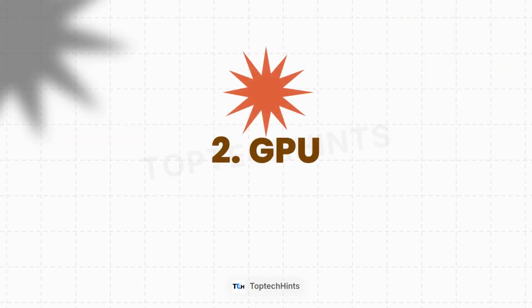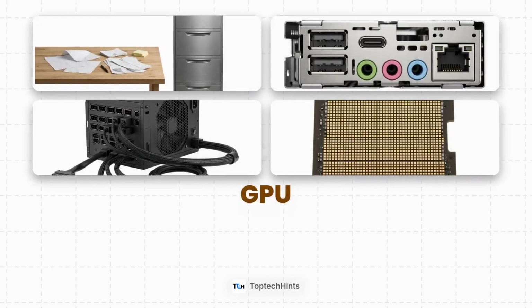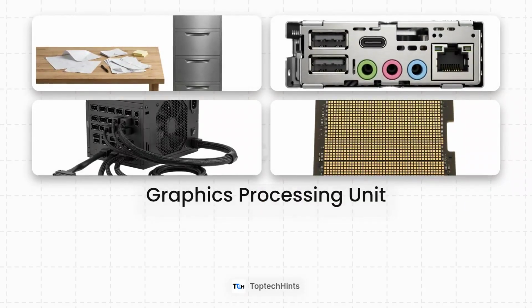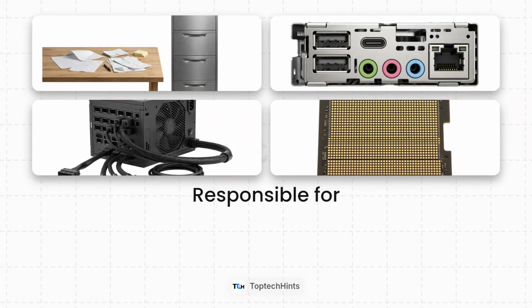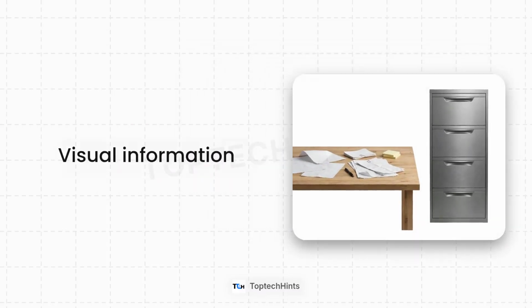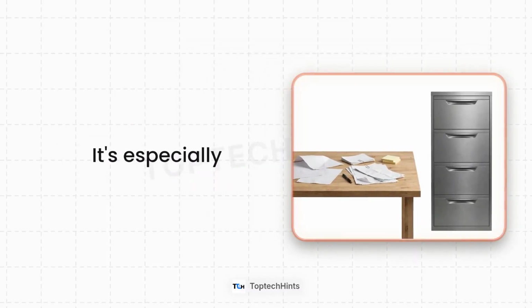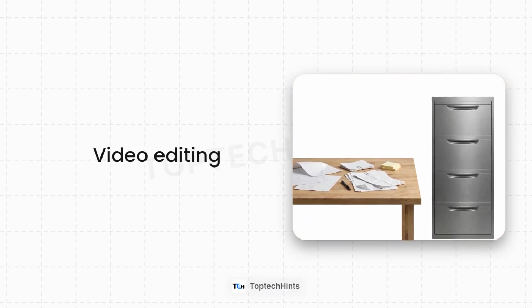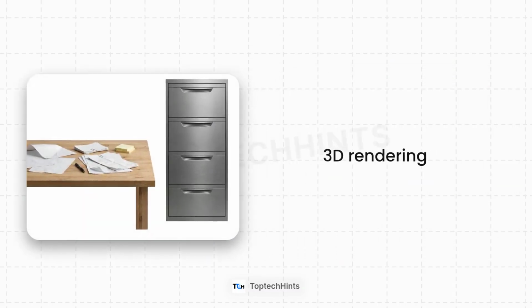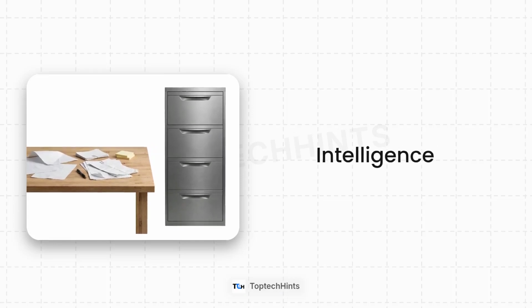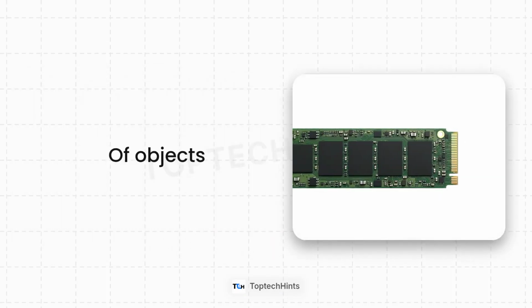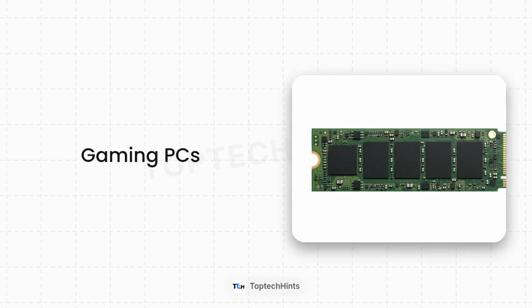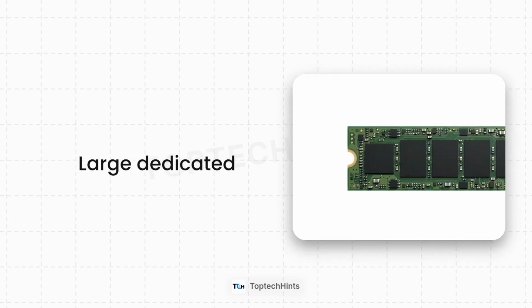Number 2, GPU. Next is the GPU, or Graphics Processing Unit. If the CPU is the brain, the GPU is the specialist responsible for processing enormous amounts of visual information. It's especially important for gaming, video editing, 3D rendering, animation, and artificial intelligence. When you play a game, the GPU calculates things like lighting, textures, shadows, and thousands of objects on screen. That's why gaming PCs often have large dedicated graphics cards.